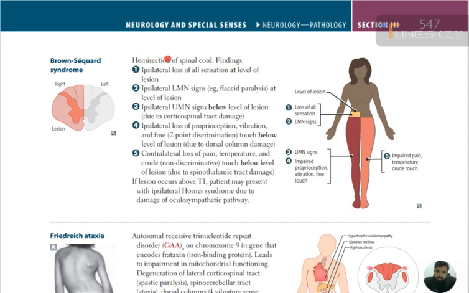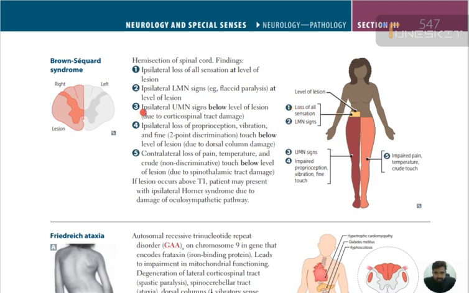So this is a very important disease, Brown-Sequard syndrome. It is hemisection of the spinal cord. If there is hemisection of the spinal cord, what symptoms would we have? Number one, ipsilateral loss of all sensation at the level of lesion. And ipsilateral lower motor neuron lesion, flaccid paralysis at the level of lesion. These are the two findings which we would have at the level of lesion.